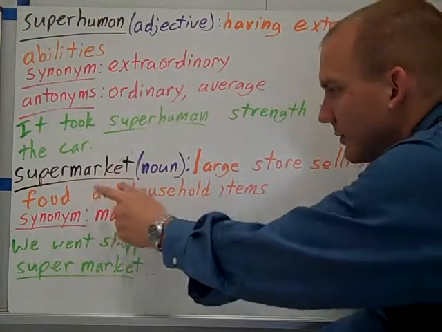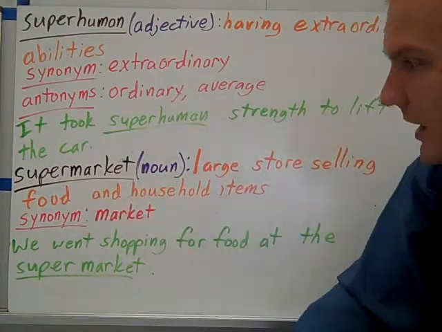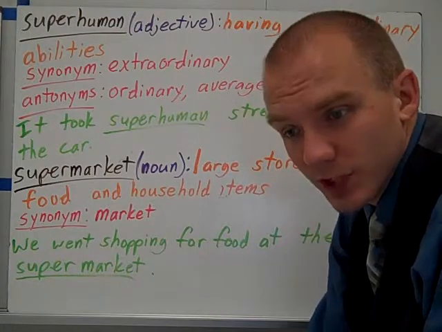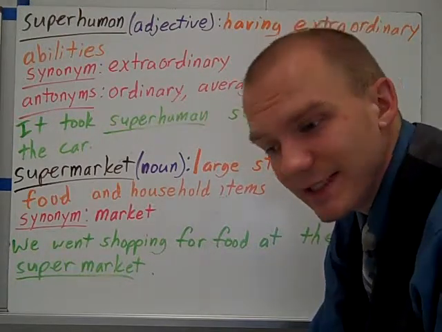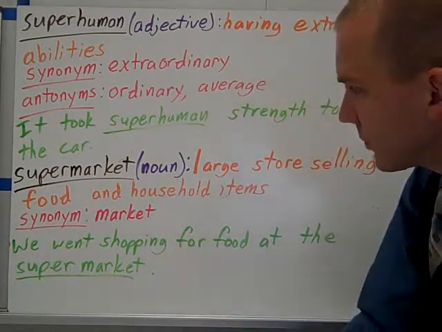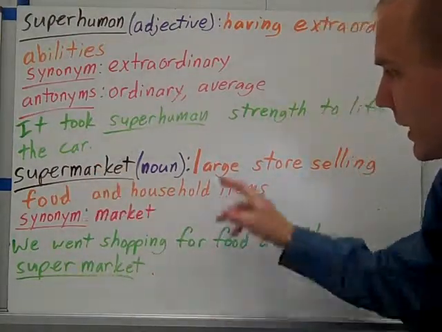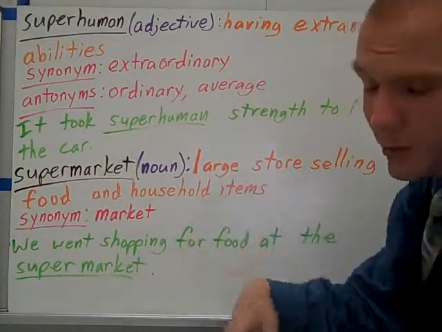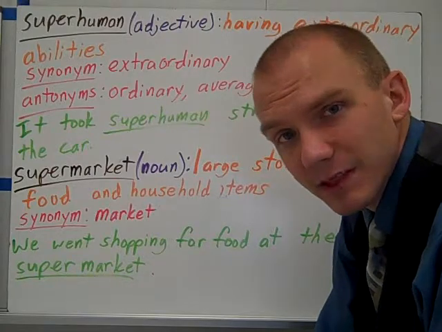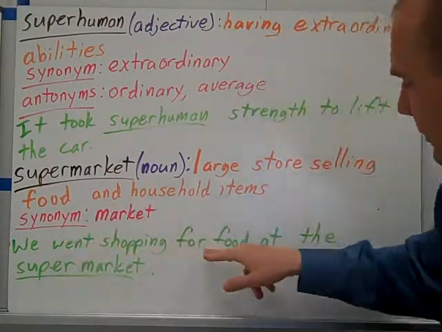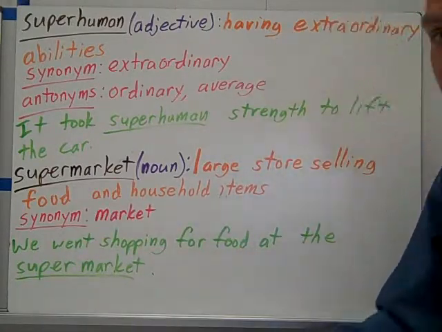Large store selling food and household items. A good synonym for this one would just be market, because it's a place that sells items. Now, a regular market is probably not going to be as big as a supermarket, and that's the whole idea of super being large. But a market is a market, and they're usually fairly similar. We went shopping for food at the supermarket.